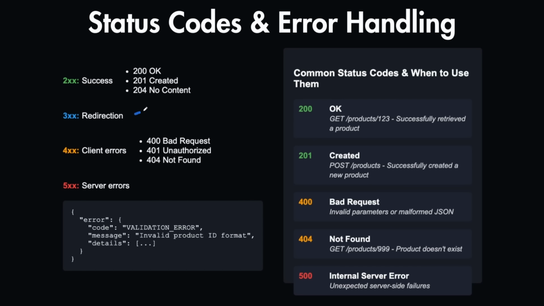We also have the 300 series, which are for redirection. Let's say you make a request to a URL, and now this URL has been moved somewhere else. It will respond with a 300 series code, and it will redirect you to the new URL.